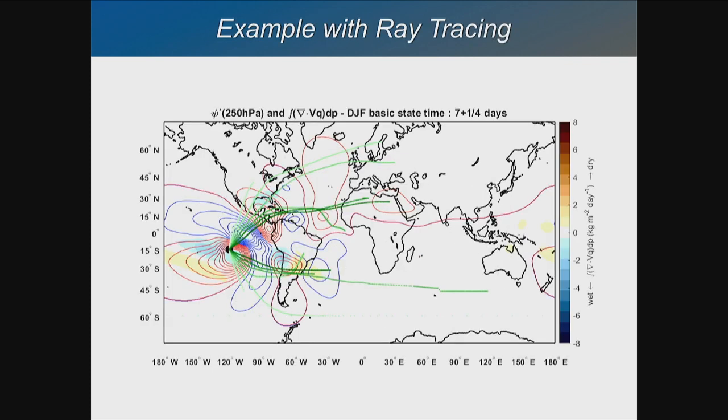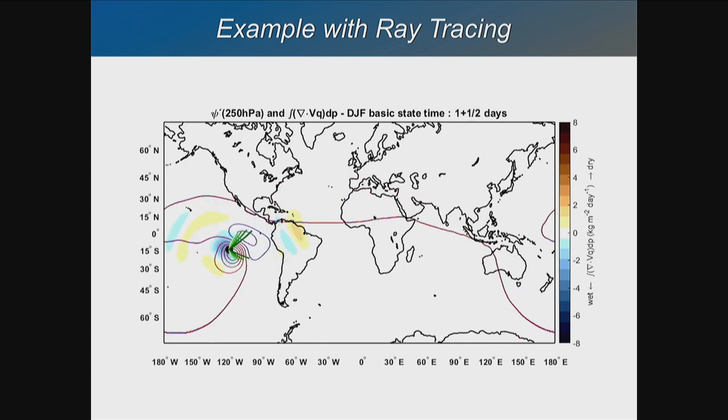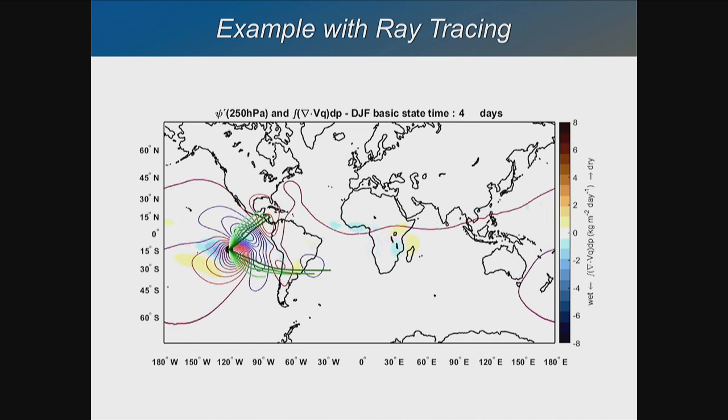And finally, there's an example with ray tracing. So this is something Jose Leandro kind of likes doing. You can calculate from that stationary wave, Rossby wave equation, the phase speed and direction of the ray. And he's plotted that along with the vertical velocity and the stream function. You see those rays going out from this example point here, which is rather pretty, I think.